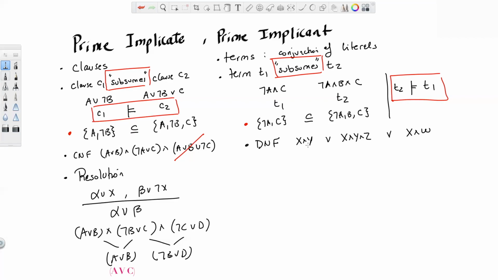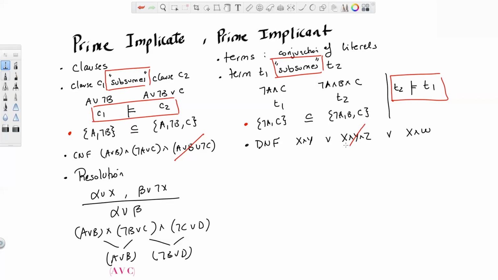The easier way to think about it, which would be consistent between clauses and terms, is that the shorter, smaller subset subsumes the larger set. In this case, this one subsumes that. In this case, this one subsumes that. And here I will remove it.